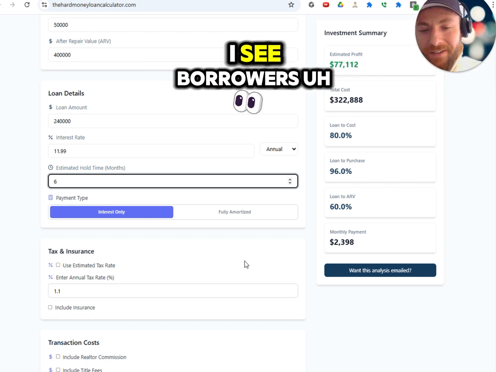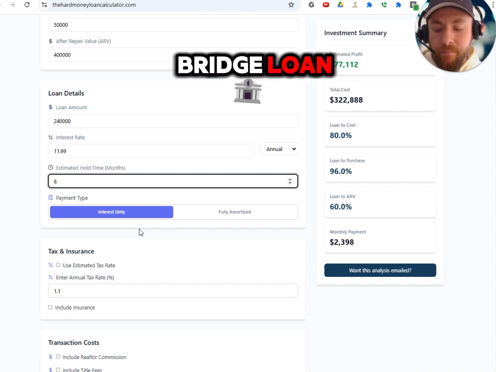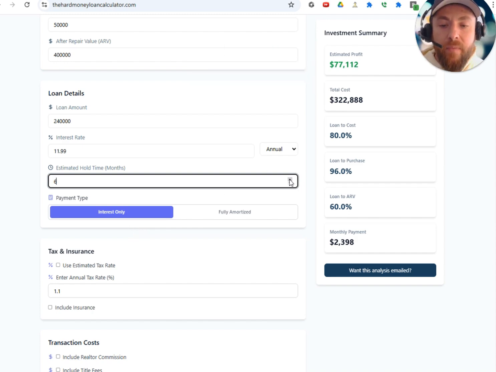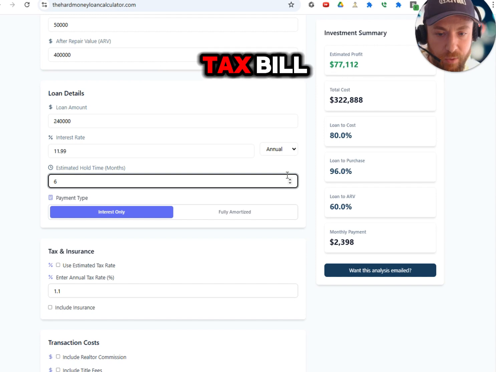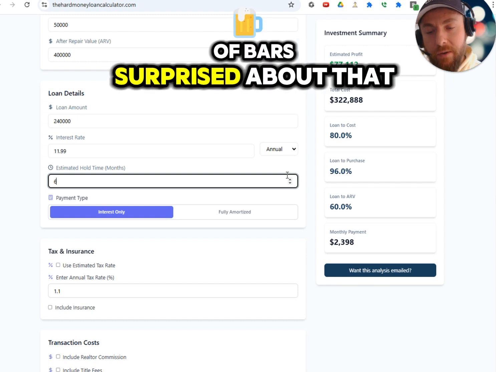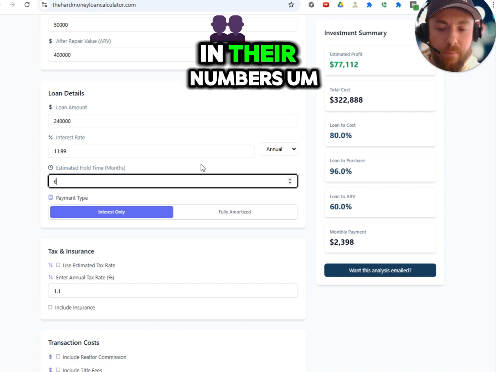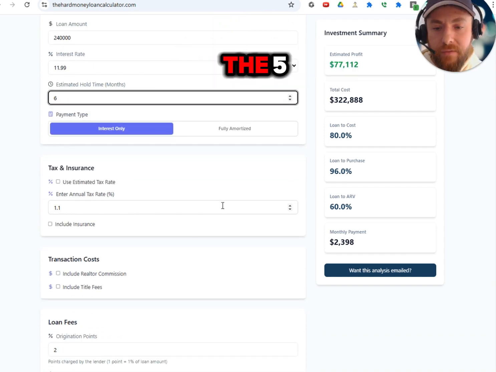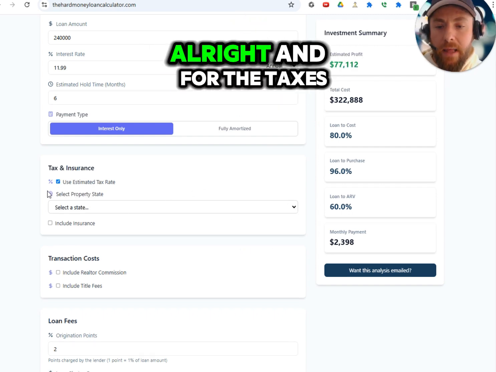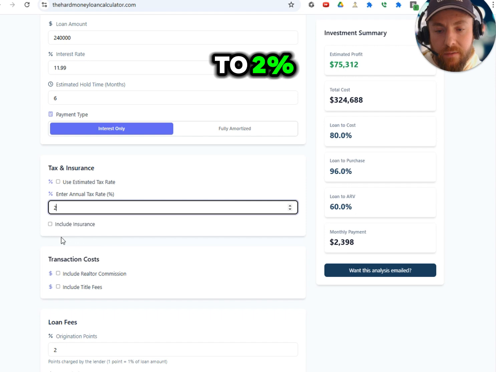So something that I see borrowers, particularly, are surprised by. During a bridge loan, I'm not used to seeing borrowers pay the tax bill. It is what it is. So you're surprised when you have a $5,000 tax bill when you go to sell the property or you go to refinance the property while it's still listed. I see a lot of borrowers surprised about that, so it tells me that they're just not underwriting that as a cost in their numbers. When you're in the $5,000, $6,000, $7,000 range, that's certainly a number you should be aware of. All right, and for the taxes, just put whatever your estimated tax rate is, typically like 1% to 2%.